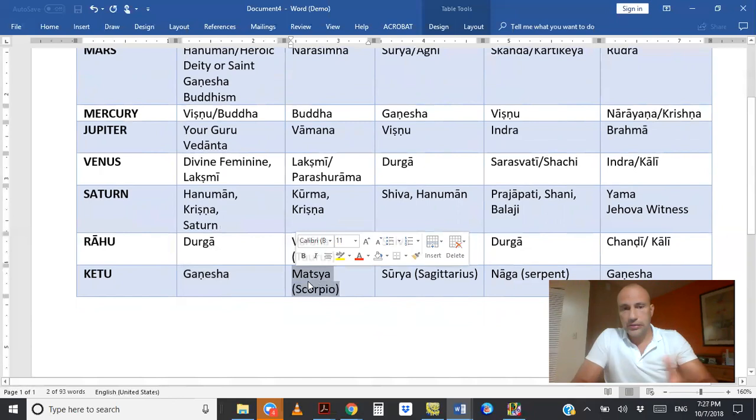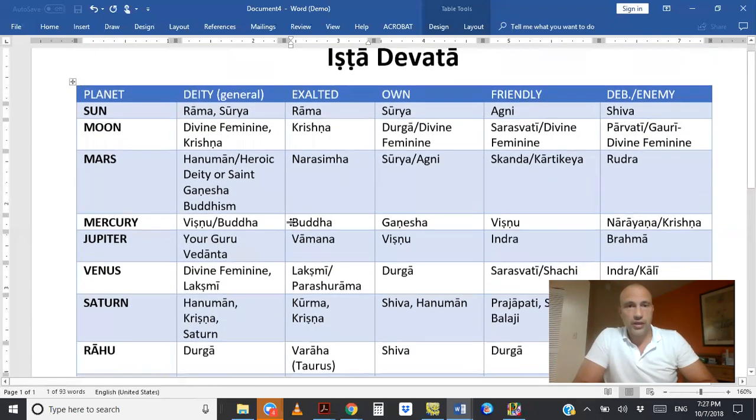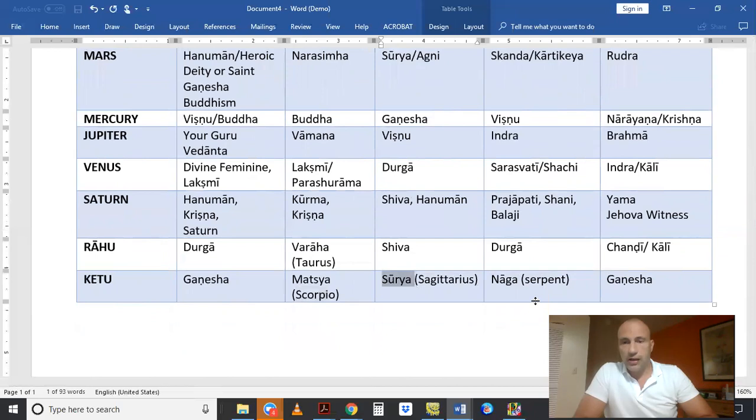Matsya indicates water deities. So working with water, and when you come to remedial measures, you can also work with water animals, with fish, and so on. So the own sign here, the exaltation sign, is considered Scorpio. You can work with Surya if Ketu is in Sagittarius, Naga, serpents, and Ganesha again.